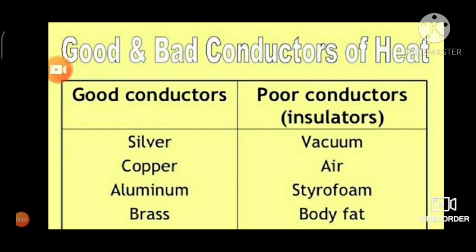So children, today we studied about heat, how to measure it, and what instrument is used, how we measure it in Celsius and Fahrenheit, and what the different types of transfer of heat are. Then what the meaning of sea breeze and land breeze is. Then lastly we studied good and bad conductors of heat.